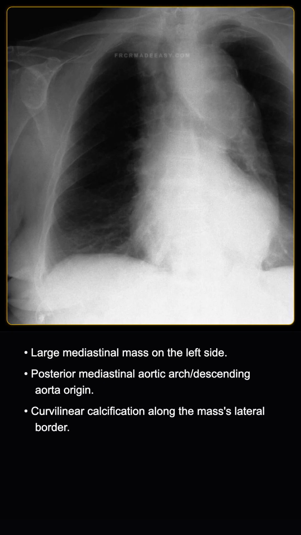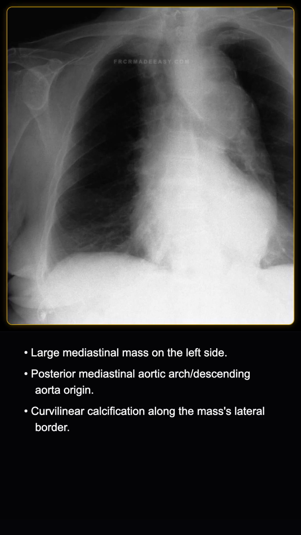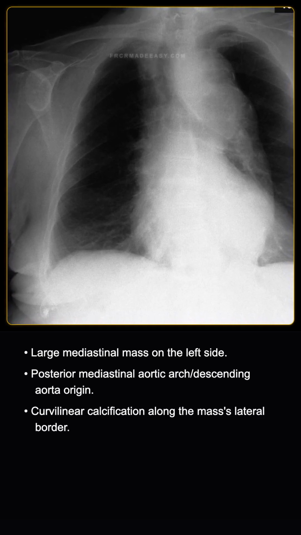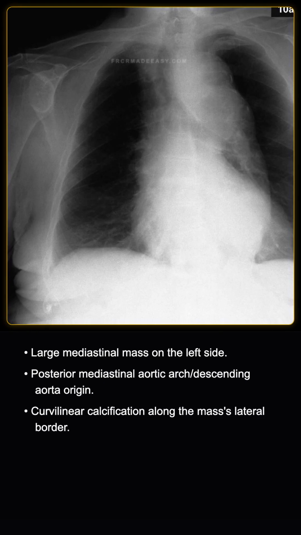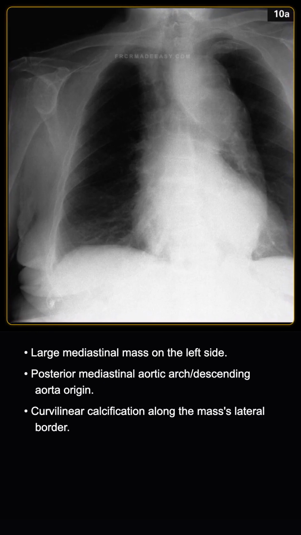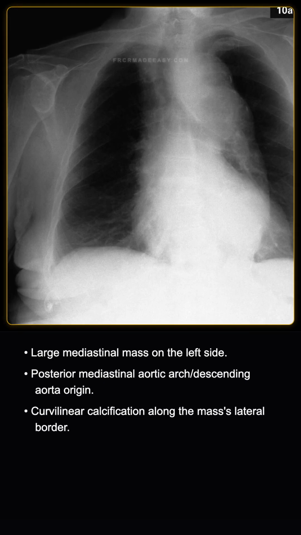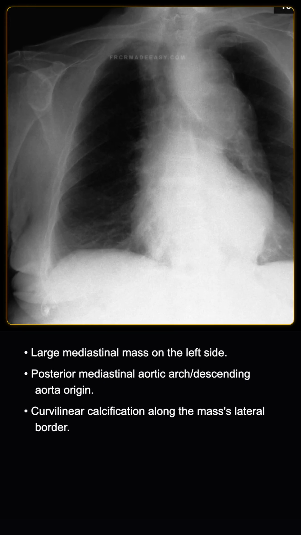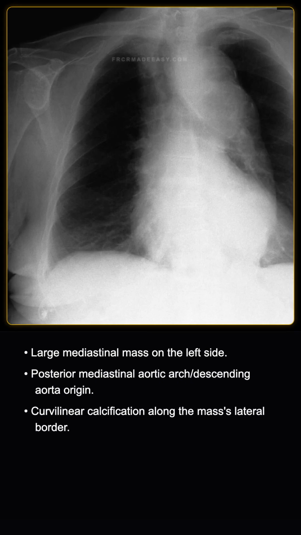The arch of the aorta and proximal descending aorta are not seen separate from this mass, indicating a posterior mediastinal origin. There is curvilinear calcification along the lateral margin of this mass. This suggests a dilated aneurysmal thoracic aorta.